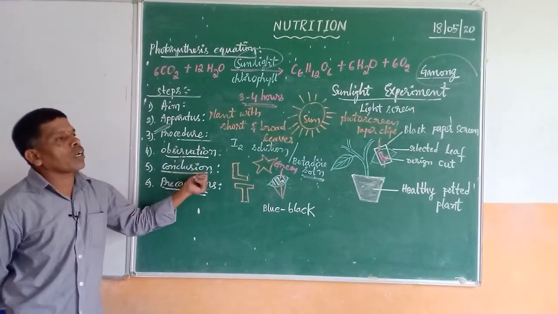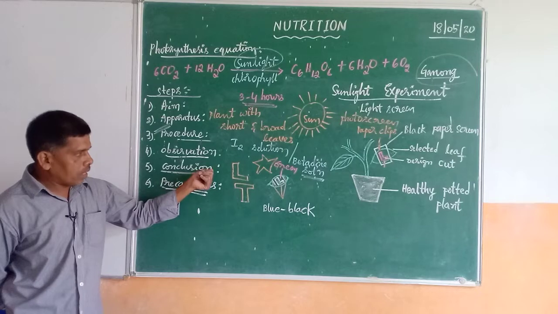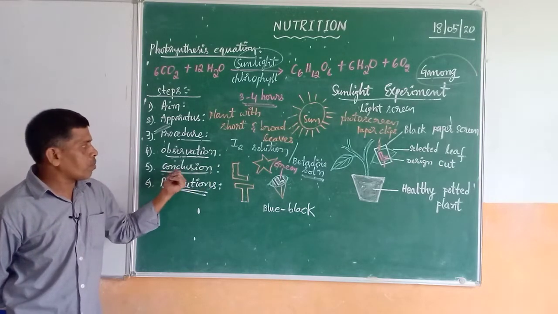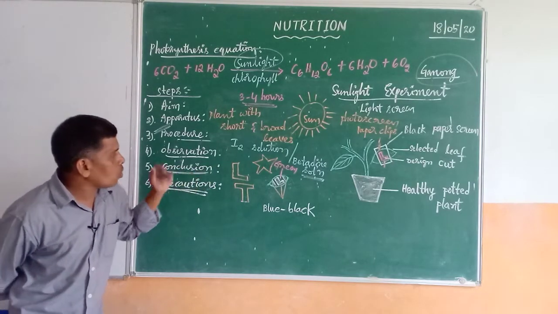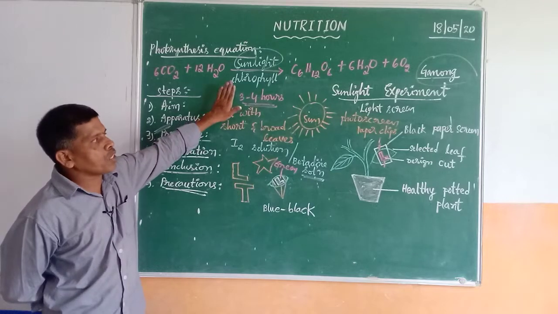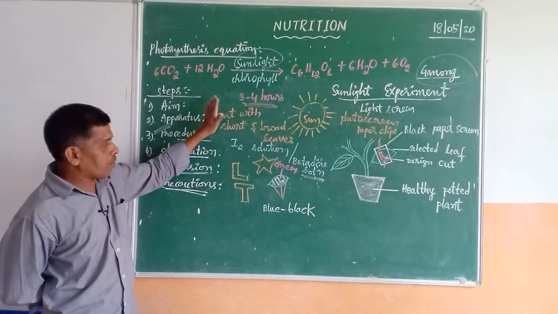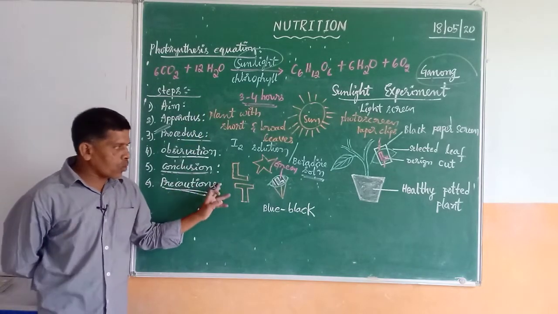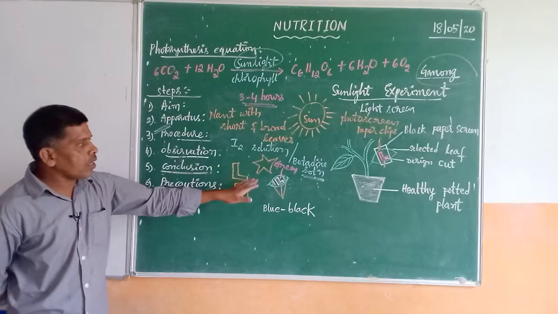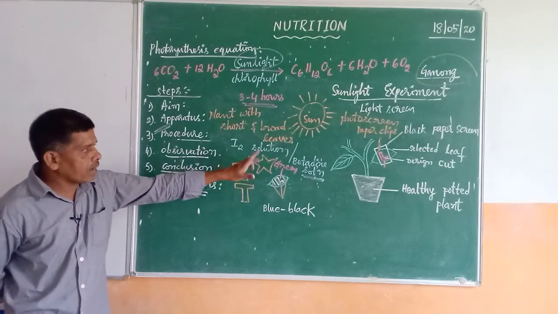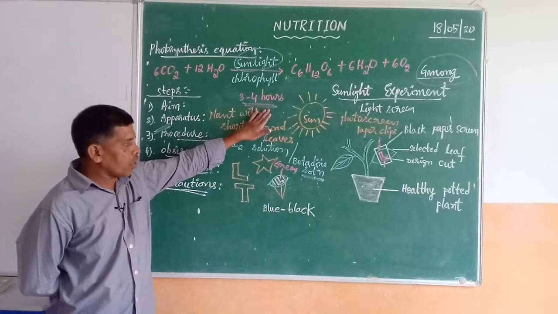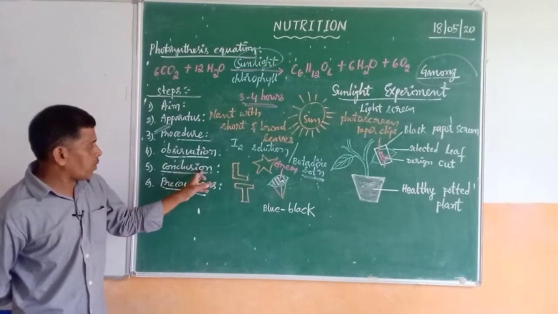Next move to the conclusion, or result, or inference. Right? 5th step in the experiment. So what are you going to write? From the above experiment, we can conclude that starch is readily available in the leaf and sunlight is essential to carry out photosynthesis. Right? In that way you can conclude it.